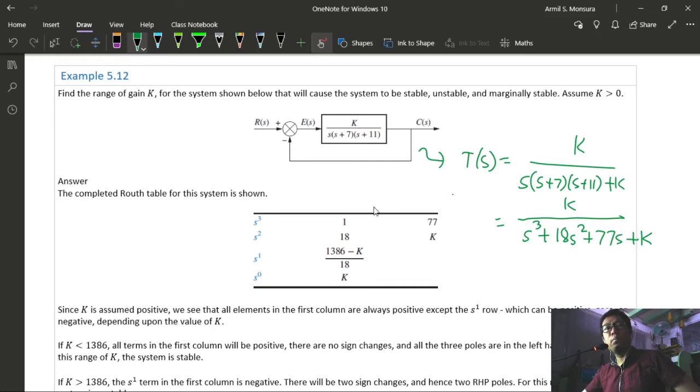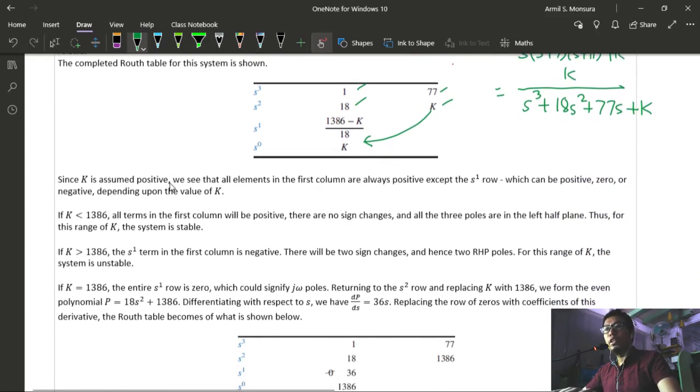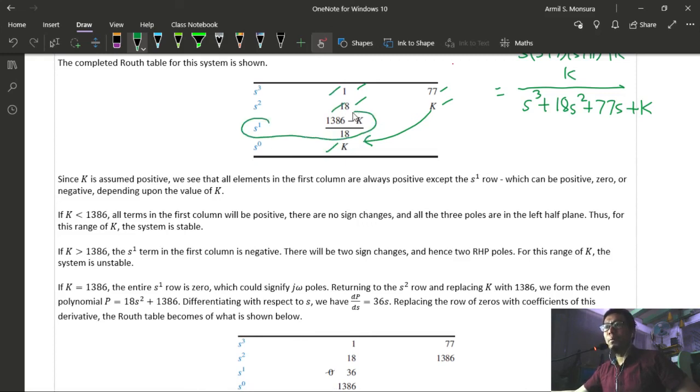Now, if you now prepare and complete your Routh table, ito magiging Routh table niyo. So 1, 18, 77, K. Tapos ito becomes 18 times 77, so 1386 minus K divided by 18. Okay, and then ito, bring down na lang natin dito para maging K siya. Now, since we assume K to be positive, we see that the elements of the first column are always positive except the s raised to 1 row. So, sa lahat ng to, positive to, positive to, positive to. Ito lang yung medyo mababago yung sign, depende sa value ng K. It can either be positive, 0, or negative.